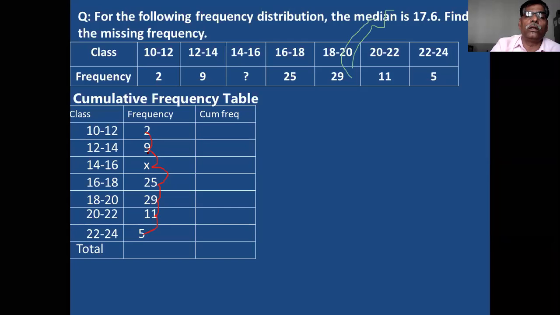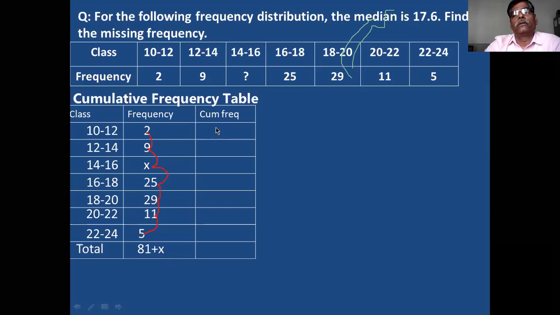Leave this X and take the total of the remaining frequencies and add this X. The answer is 81 plus X. 5 plus 11, 16. 16 plus 29, 45. 45 plus 25, 70. 70 plus 9, 79. 79 plus 2, 81. There are 81 in numbers plus x only. One x is there. Therefore, 81 plus x.